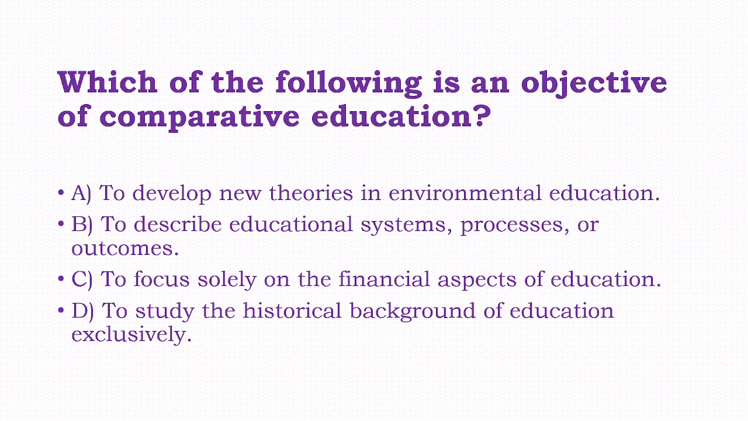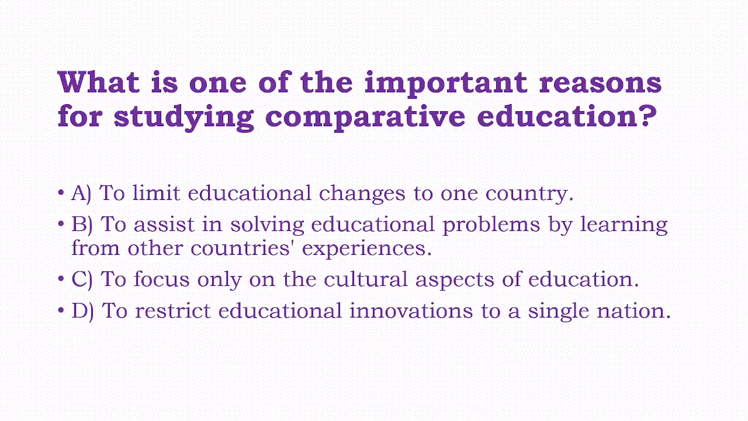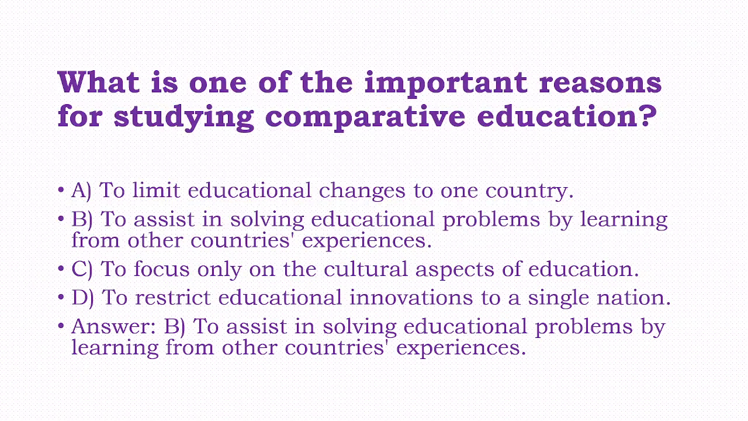Next, which of the following is an objective of comparative education? Option A, to develop new theories in environmental education; B, to describe educational system. I think this question we already covered, so I am skipping this one. What is one of the important reasons for studying comparative education? I think this is also covered, but the answer of this question is to assist in solving educational problems by learning from other countries' experiences.